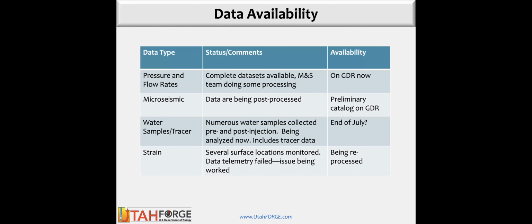Once again, for the data availability from the recent stimulation, pressures and flow rates, as I said last time, are available on the GDR now. Big news is that in the last month since our last meeting, we do have a catalog of the microseismic data, and I should say data being post-processed. That still is probably somewhat going on, but we do have a catalog on GDR available now. We'll talk more about that as we go.